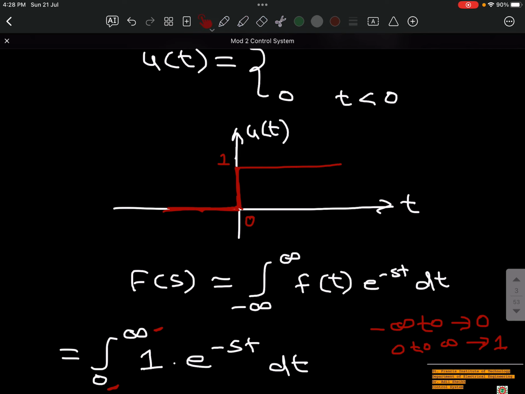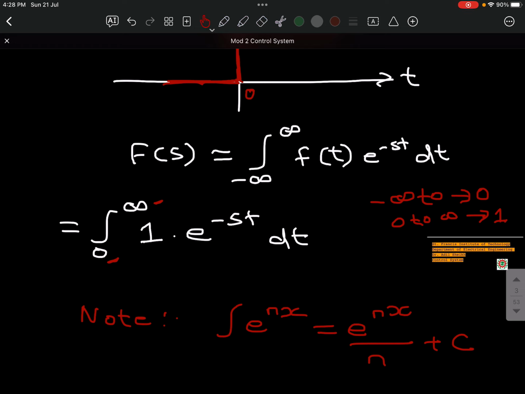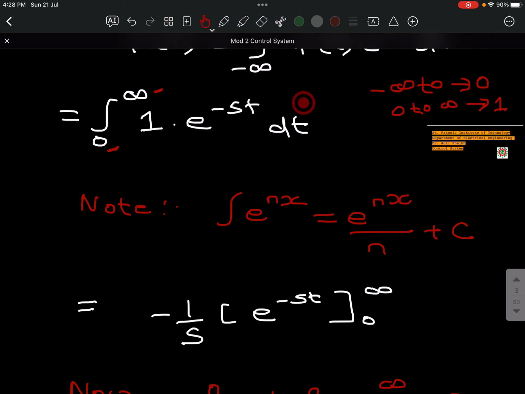Now if you remember, what is the integration of e raised to n? The integration of e raised to nx is equal to e raised to nx upon n. So in this case, what will happen over here? It will be minus 1 upon s e raised to minus st, which is this e raised to minus st as it is. Here your n is s, so it comes in the division, because it is minus, so we are taking minus. Now it is 0 to infinity.